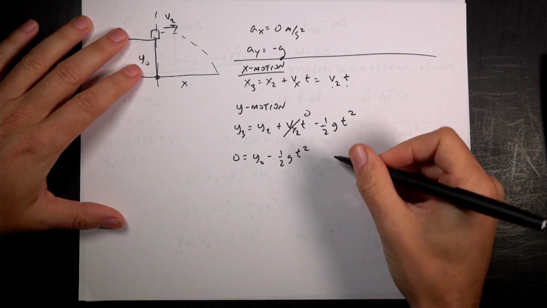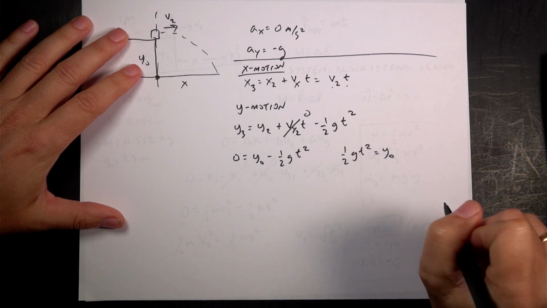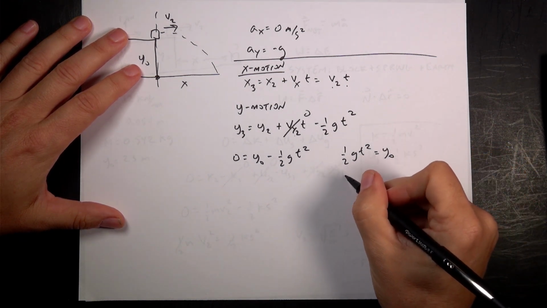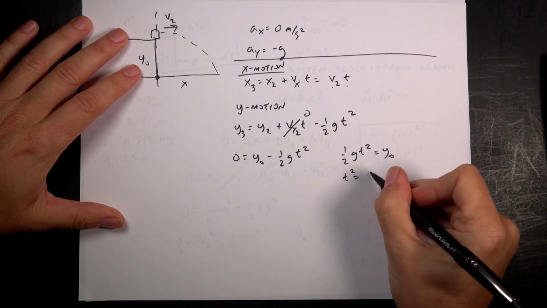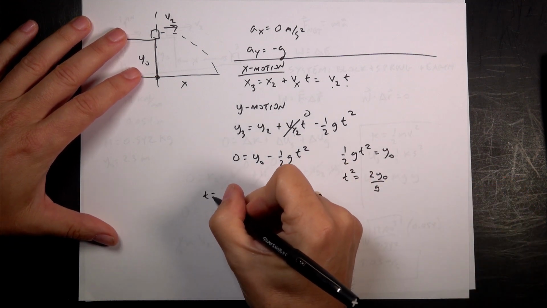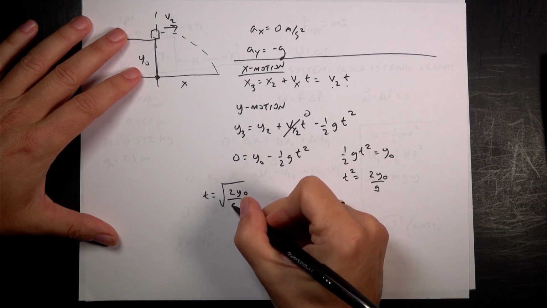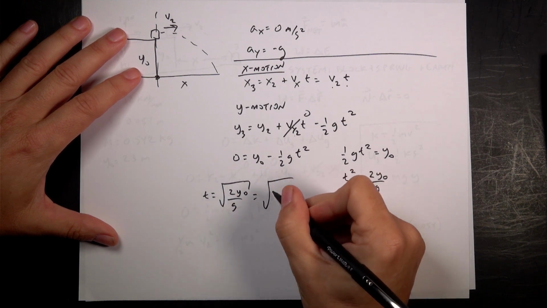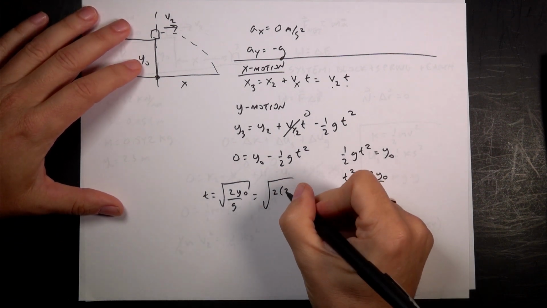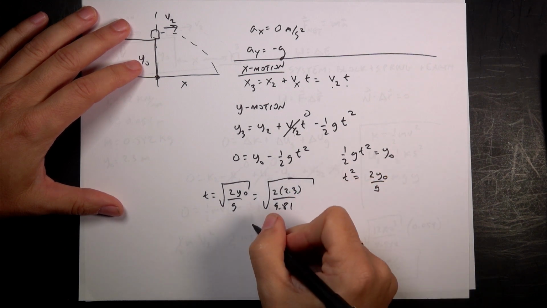I can add this to both sides. I get 1/2 gt squared equals y0. And then I can multiply by 2 and divide by g. I get t squared equals 2y0 over g. Take the square root, and I get t equals the square root of 2y0 over g. And so that's going to be equal to the square root of 2 times, what was that height? 2.3 meters, divided by 9.81.